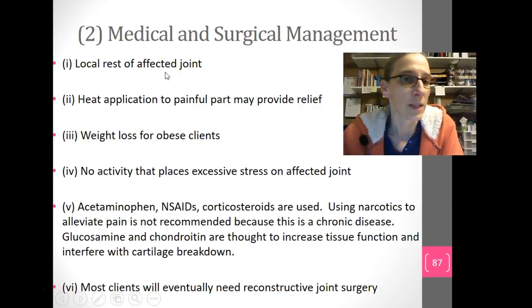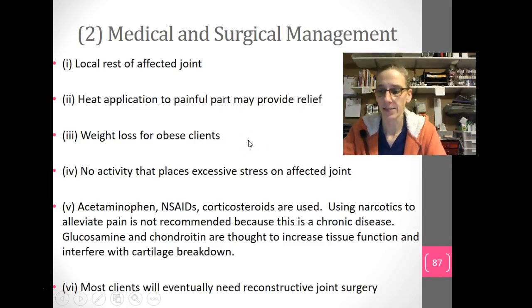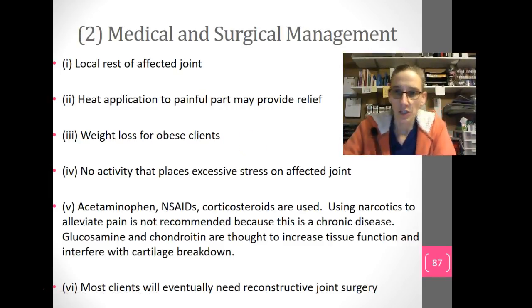Medical surgical management: local rest of the affected joint. Heat application to the painful part may provide some relief. Weight loss for obese clients. I mean, that's why OA is one of the leading issues, especially here in the States, because we have such a problem with obesity, and it's a vicious cycle.